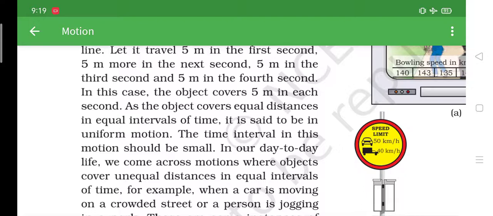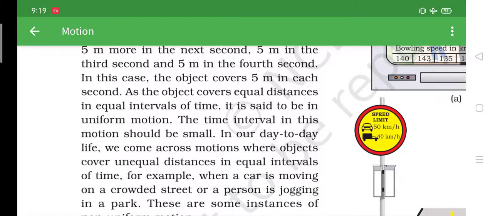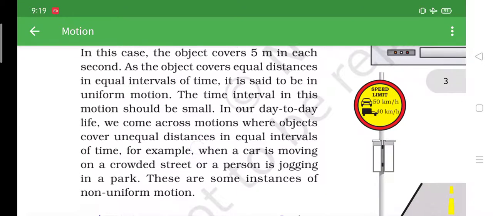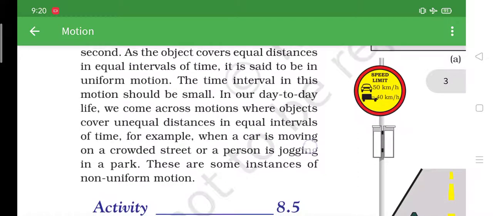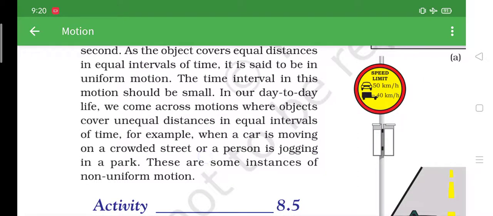So underline this in your textbooks that if an object covers equal distance in equal interval of time, then it is said to be uniform motion. The time interval in this motion should be small. In our day-to-day life, we come across motions where objects cover unequal distance in equal interval of time. For example, when a car is moving in a crowded street, or a person is jogging in a park. So these are some instances of non-uniform motion.